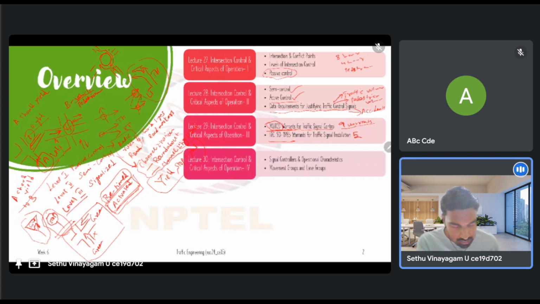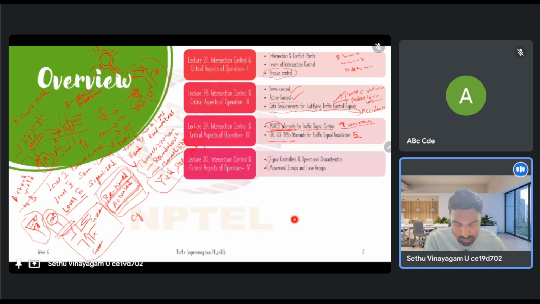Okay, in the fourth lecture, we moved into looking closely at the signal controls. We're looking at signal controllers and different operational characteristics. Here we were looking at pre-timed and actuated signals. When we talk about signals, there are some basic terminologies we should be familiar with.